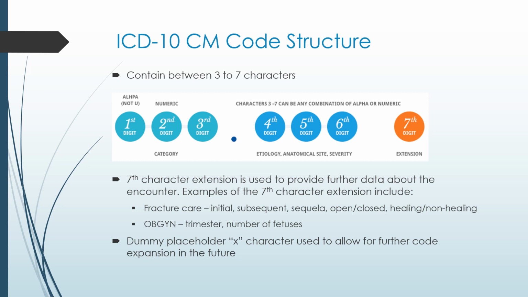If the code is only, let's say, a 5-digit code, and we require a 7th digit extension on that code, you may see us use a placeholder X character. And the reason why that's there is, again, to allow for future code expansion in ICD-10.